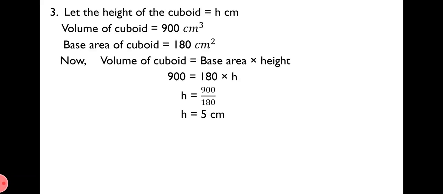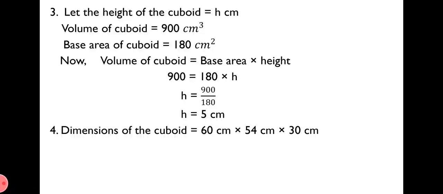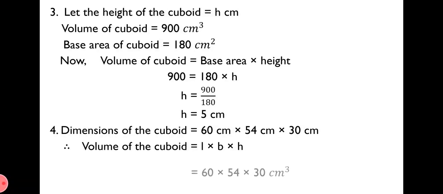So let's solve. Now dimension of cuboid is given as 60 centimeter into 54 centimeter into 30 centimeter. Always remember, when it is given in this way, then the first value is of length, second is of breadth and third is of height. Therefore volume of the cuboid equal to length into breadth into height, that is equal to 60 into 54 into 30 cubic centimeter. Here don't find the product, no need to find the product ahead, because this will be used for division, so it is easier to keep it as it is.